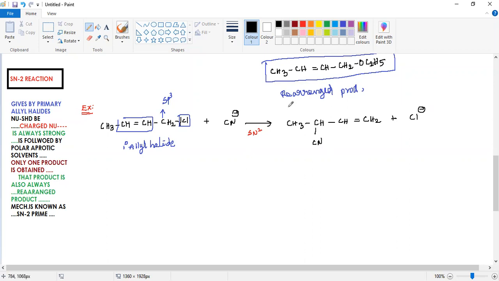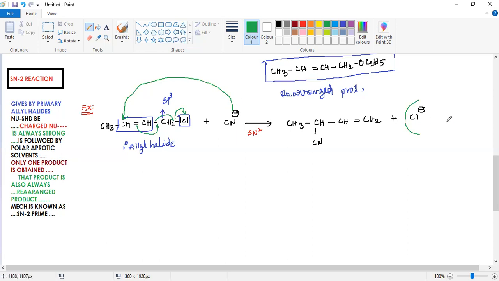Okay, now the mechanism. CN minus is the nucleophile. First, what is the mechanism? CN minus attacks this carbon. This double bond moves towards the more electronegative group, leaving out like this, until finally the unsaturated double bond settles here. Okay? Clear? That's it. So this is the mechanism of that.